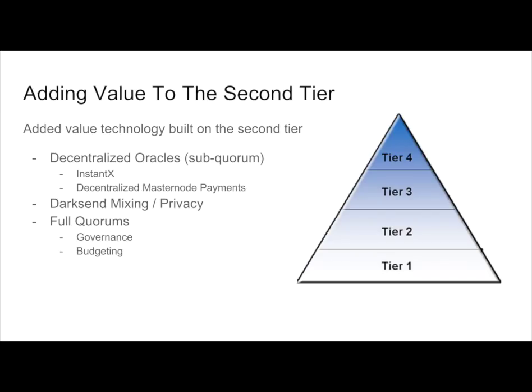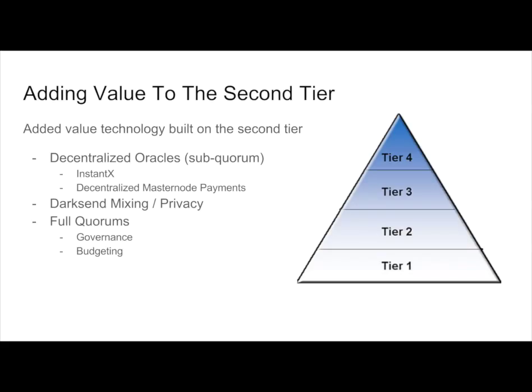On the first tier, we have just the regular clients that are on the network. That can be any full node that's connected, any full node that's sending transactions around the network or anything else like that. And then we have a second tier network, which is the Masternode Network.